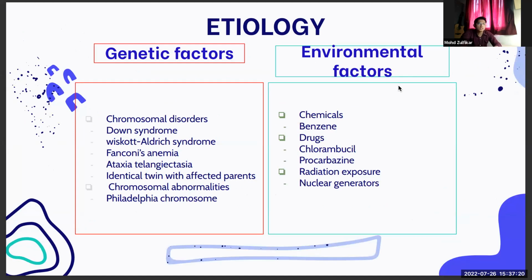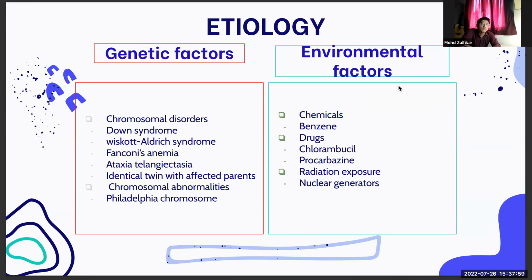Most cases of leukemia actually have an unknown or idiopathic origin. However, there are some factors that might increase the incidence of developing leukemia itself. These include genetic factors and also environmental factors. In genetic factors, there are chromosomal disorders such as Down syndrome, trisomy 21, and other than that, Wiskott-Aldrich syndrome, Fanconi anemia, ataxia telangiectasia, and identical twin with affected parents.